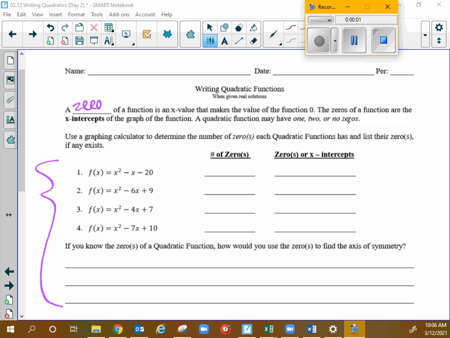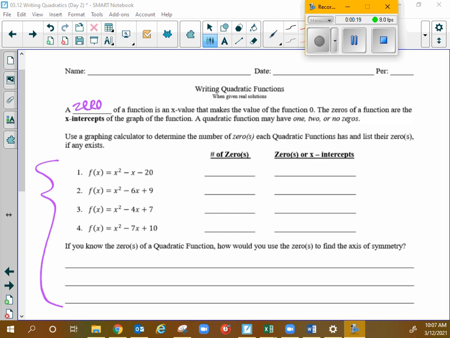So the top section: a zero of a function is an x value that makes the answer 0. That's why they're also called solutions. So your zeros are also called solutions, x-intercepts, and roots. And when we get back from spring break, we'll talk about why they're also called roots.